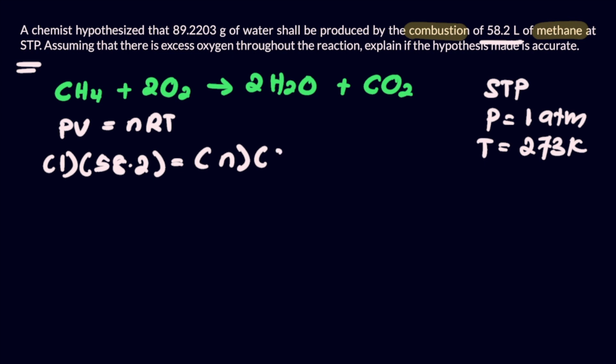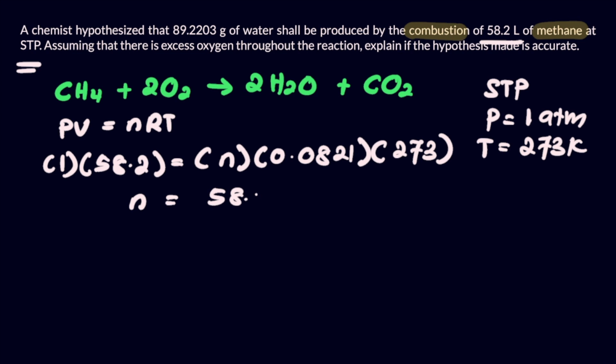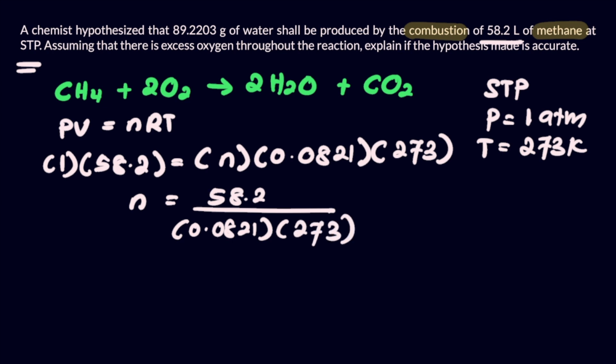So your R is the gas constant 0.0821 and your temperature is 273 because just now we already stated that it is at STP. Therefore your n, the number of mole, is equivalent to 58.2 divided by 0.0821 times 273. Therefore, you will get the number of mole for your methane is equivalent to 2.5967 mole.